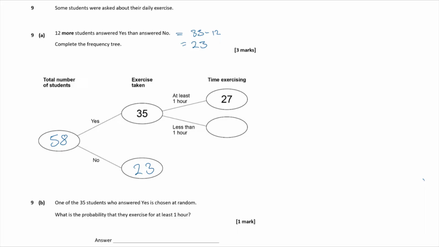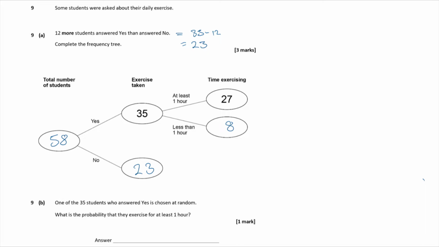So we know that 27 students took at least 1 hour. So how many people took less than 1 hour? It's going to be the difference between 35 and 27, isn't it? So the difference between those two numbers, 35 take away 27, that's going to be 8. So I'm going to need to have 8 people in there. Okay, so now it's all complete. All the little circles are done.